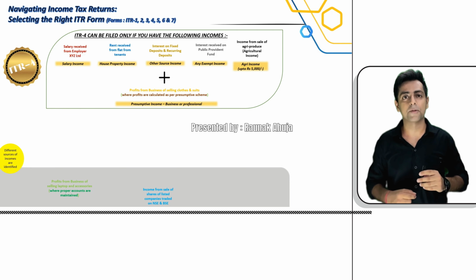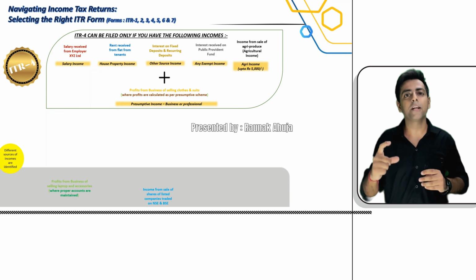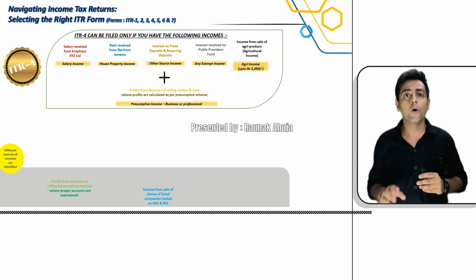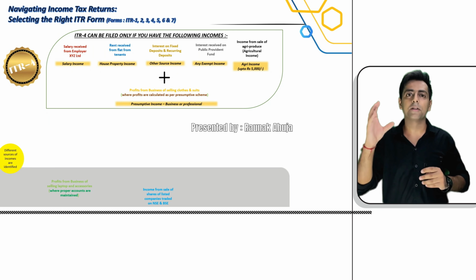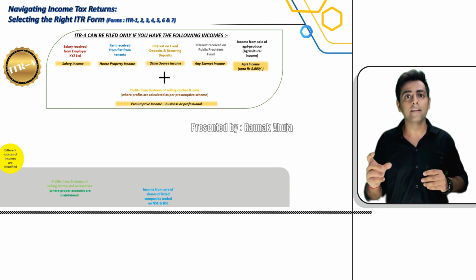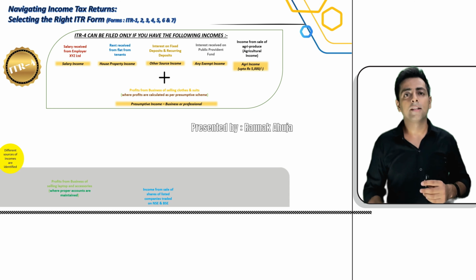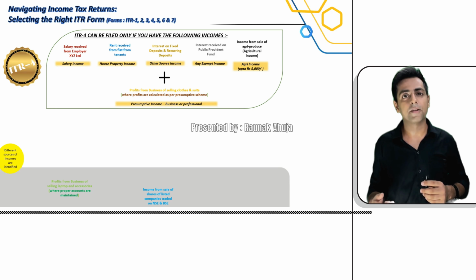The presumptive taxation scheme allows you to calculate profits just as a percentage of the total sales. All you need to do is calculate the total sales of the enterprise and apply a certain percentage on that total sales. The percentage that needs to be applied to the total sales to arrive at profits as per the presumptive taxation scheme is specified by different sections of the Income Tax Act. These include Section 44AD, 44ADA, 44AE, and a few other sections.